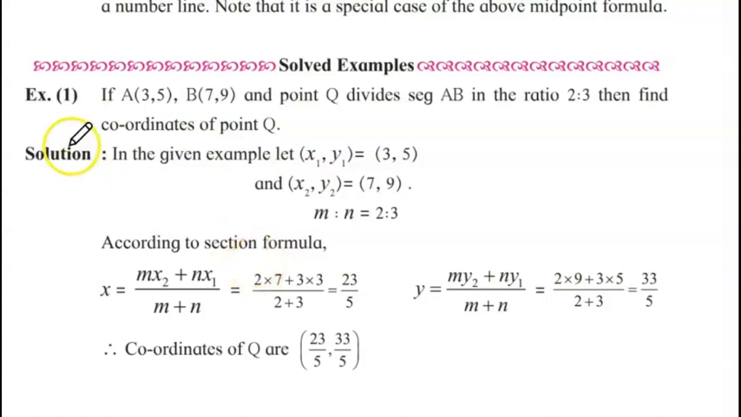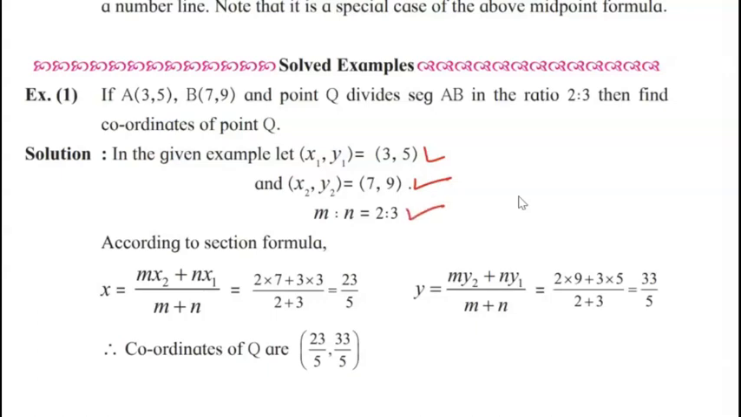First example, if the coordinate of the point A is 3 5, B is 7 9 and point Q divides segment AB in the ratio 2:3, then find the coordinates of point Q. Okay, now here we will apply the section formula. First point x1 y1 that is nothing but 3 and 5, second x2 y2 and it is 7 9. What is the ratio? 2:3.